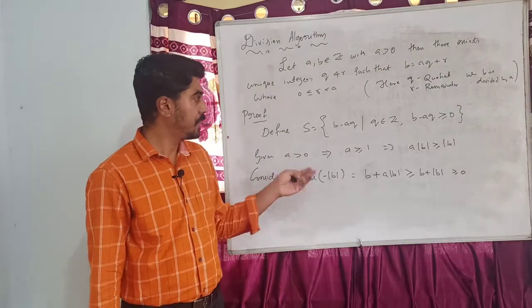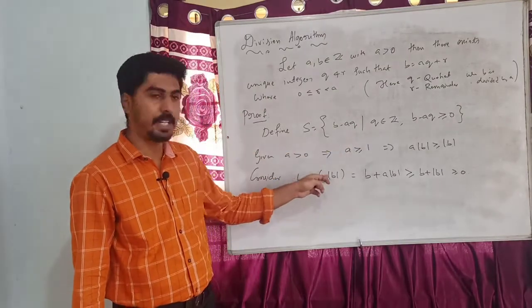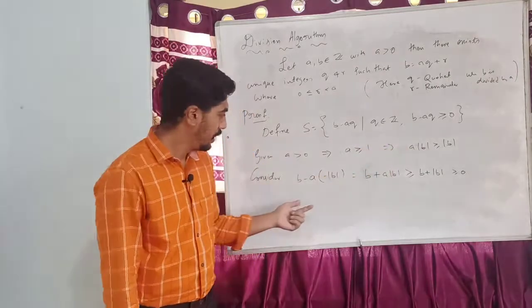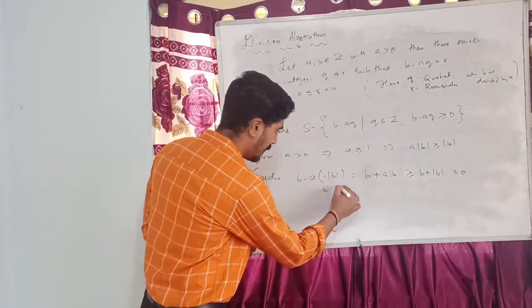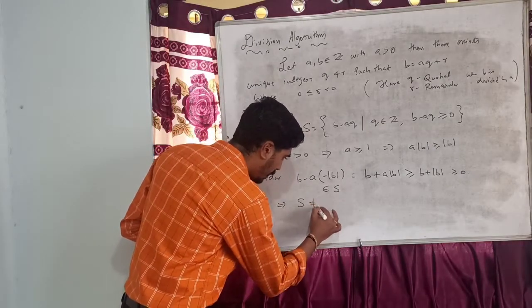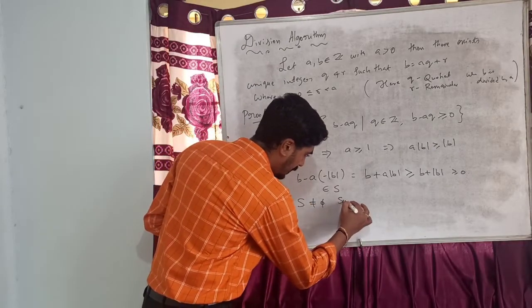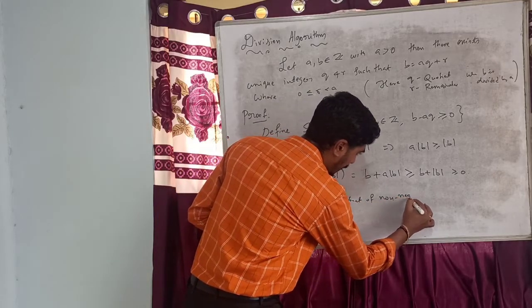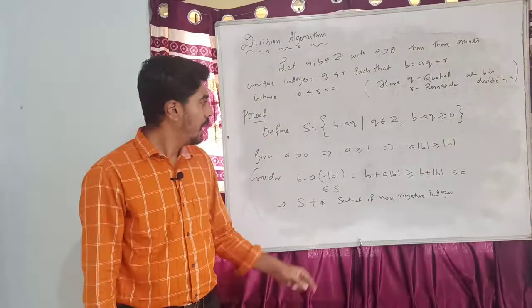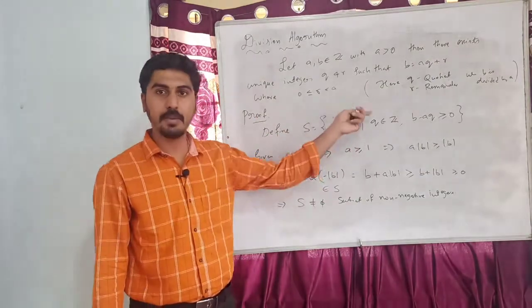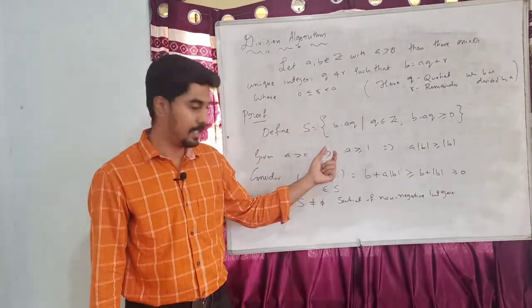So what I have shown is, if I substitute q equal to minus mod b, this term will be greater than or equal to 0. So in other words, this term belongs to S. This implies S is a non-empty subset of non-negative integers. But by the well-ordering principle, since S is a non-empty subset of non-negative integers, it has a least element.